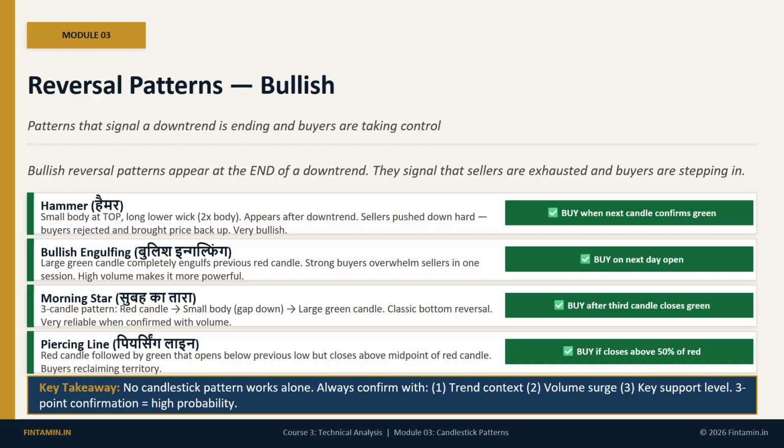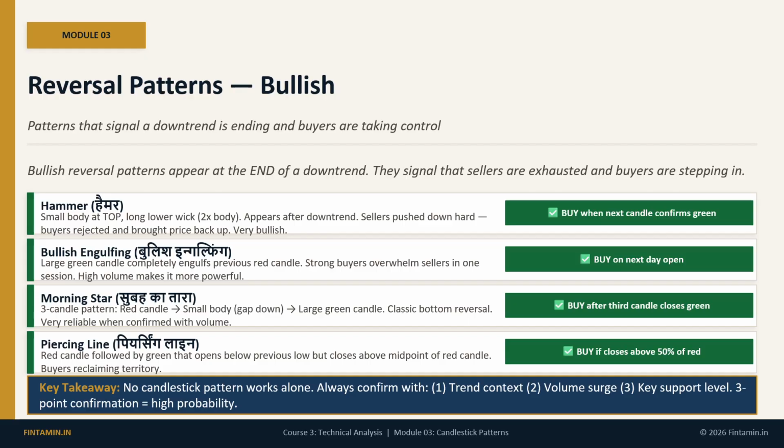The hammer, a small body at the top of a candle with a long lower wick, at least 2 times the body length. Sellers pushed the price down hard during the session, but buyers came in aggressively and brought it almost all the way back. After a downtrend, a hammer at support is a strong buy signal. Wait for the next candle to confirm green before entering.